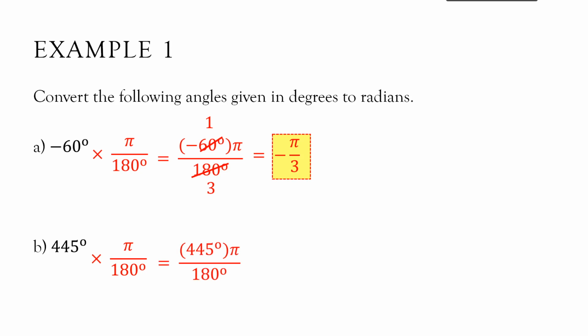And if I were to reduce this 445 over 180, I can say, well, 5 goes into 445 89 times. 5 goes into 180 36 times, leaving me with 89 pi over 36. If you're not too confident about your reducing fractions, you could always pop this into your calculator and use the nice fraction function to see that it is in fact 89 over 36 times pi. So we just did an example going from degrees to radians.